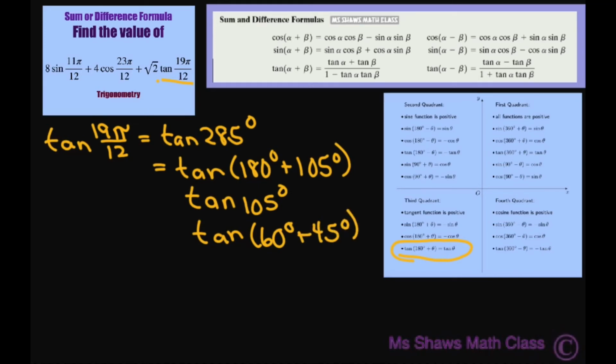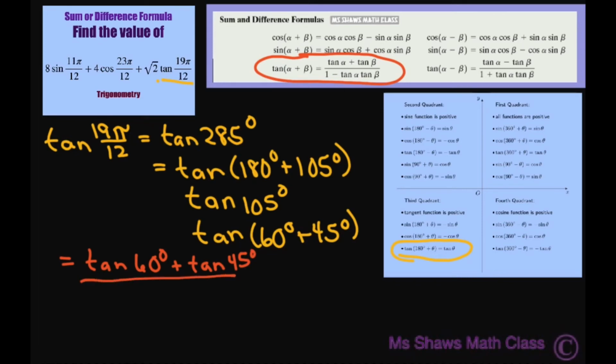All right, so that means we're using this formula for that. Using that formula, we're going to get tan of 60 degrees plus tan of 45 degrees, divided by 1 minus tan of 60 degrees times tan of 45 degrees. All right, so in the numerator is going to be square root of 3 plus 1. In the denominator, we're going to have 1 minus square root of 3.